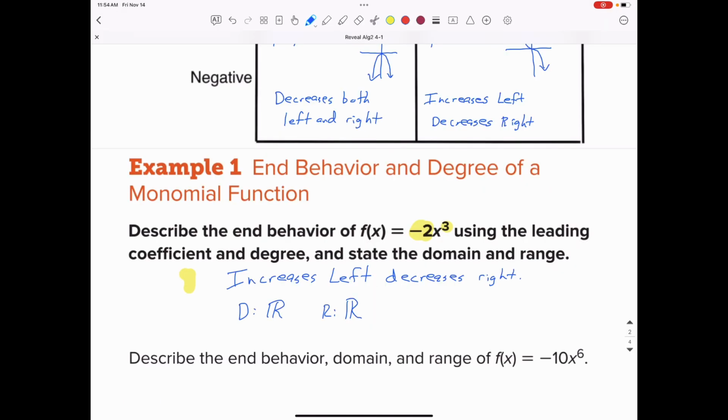Hopefully that makes sense, because if it increases to the left and decreases to the right, it's going to touch every y value in existence. So the range on this one is all real numbers. Let's do the next one.